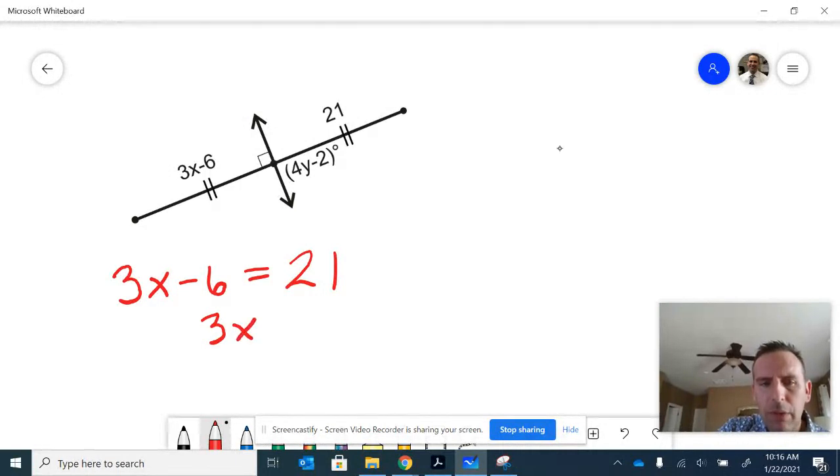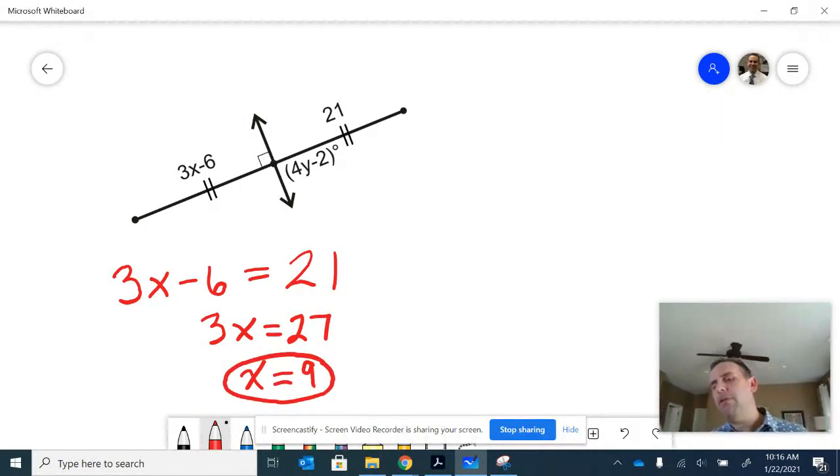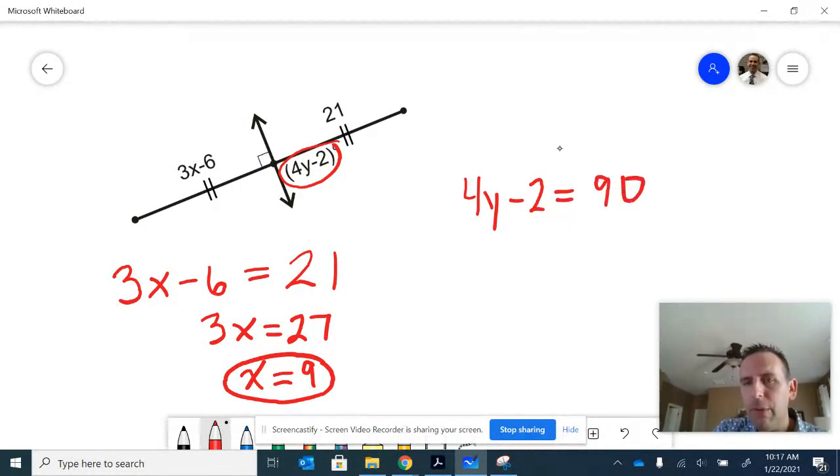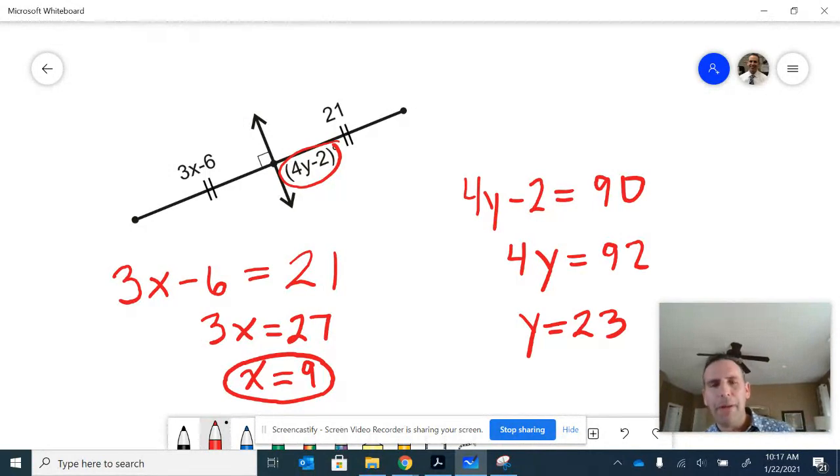If we add 6 to both sides, we find that 3x is 27, and then dividing by 3, we figure out that the value of x is 9. We already knew the segment length was 21, but we found the value of x, so we could find an algebraic approach. Since it's a perpendicular bisector, then every angle will be 90 degrees. So this angle down here labeled as 4y minus 2 degrees would be equivalent to 90. Again, if we were to add 2 to both sides, we would find 4y is 92. Then dividing by 4, we get, I believe, 23. You can always check me later and send me a message if I'm wrong.